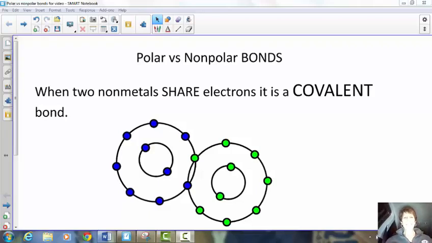Everybody, this lesson is to teach you if a bond is polar or nonpolar and if a molecule is polar or nonpolar. So first off, I have this picture of these two atoms bonding, and it is two nonmetals, and you can see that they are sharing this electron here and this electron here. So when they share electrons, it is a covalent bond.